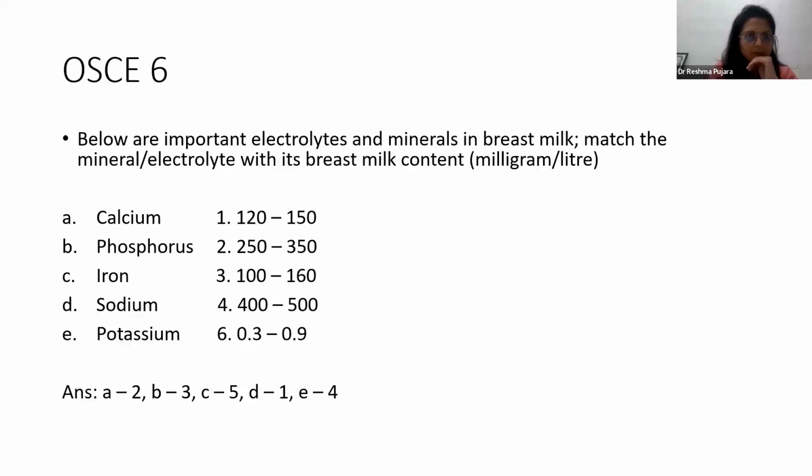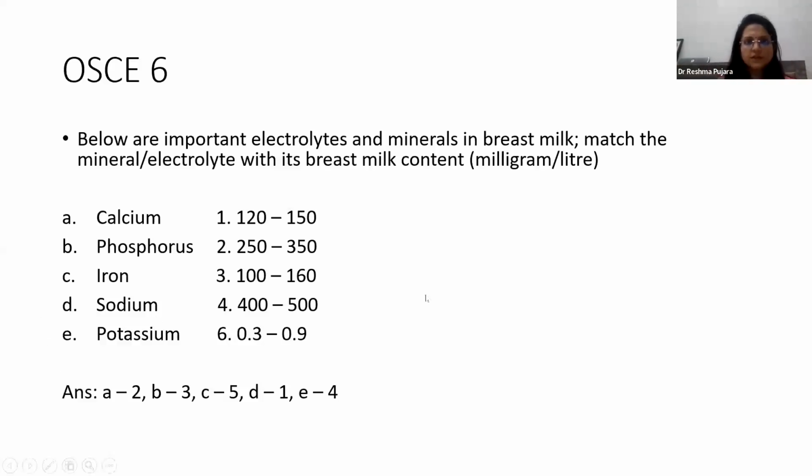So for calcium, the answer is 250 to 350 milligram per liter. For phosphorus, it is 100 to 160 milligram per liter. For iron, 0.3 to 0.9 is correct, milligram per liter. For sodium, 120 to 150 milligram per liter is correct. And for potassium, it is 400 to 500 milligram per liter. Okay, so that's the correct answer.